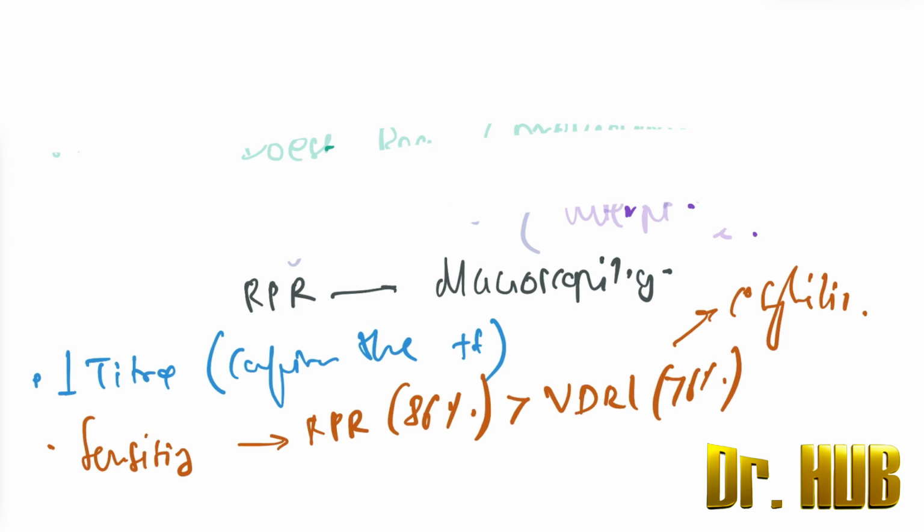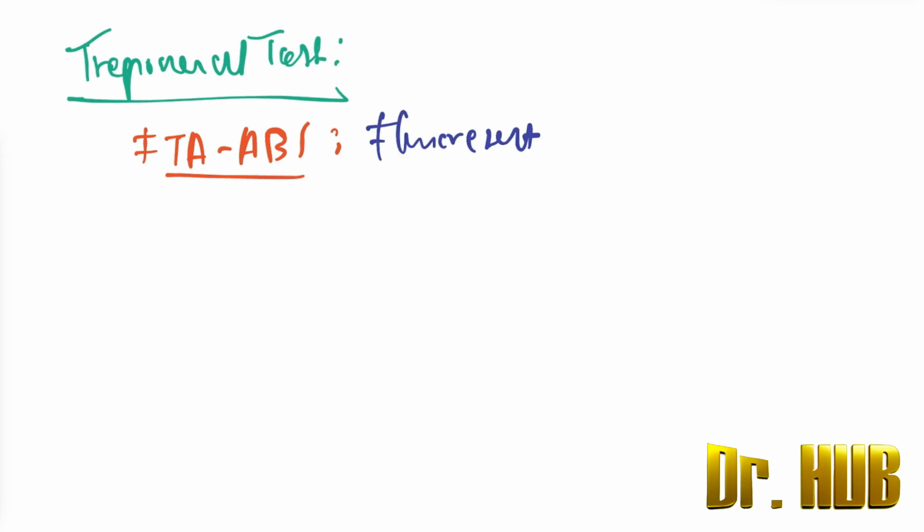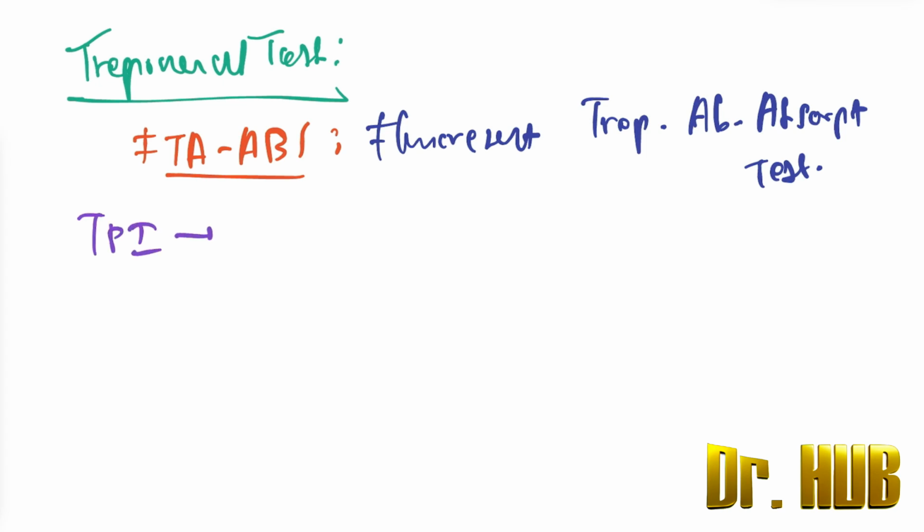Now let's look at the treponemal tests. This includes the FTA-ABS, the Fluorescent Treponemal Antibody Absorption test. Then there is the TPI, which stands for the Treponema pallidum Immobilization test.